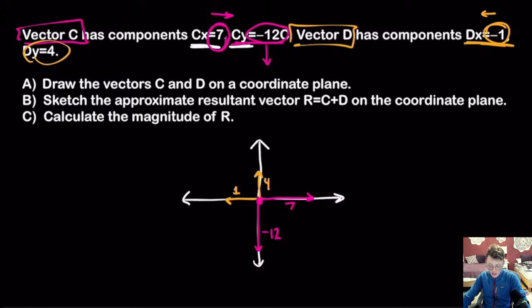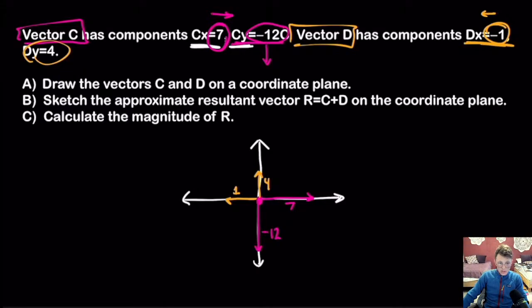So now it says, sketch the approximate resultant vector R equals C plus D on the coordinate plane. So now what it's asking us to do is to add these two particular vectors together. Now, I don't know about you, but all we have is just a bunch of things that are sort of pointing up, down, left, right. That really doesn't look very similar to what we were dealing with before, right? Before, we had this very nice line going off in this direction, another line going off in this direction, and we could make a decision about where we were pointing. Are we pointing sort of like this? Are we pointing sort of like this? And we could estimate that.